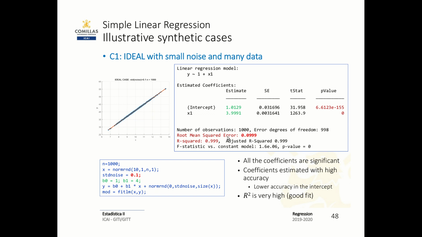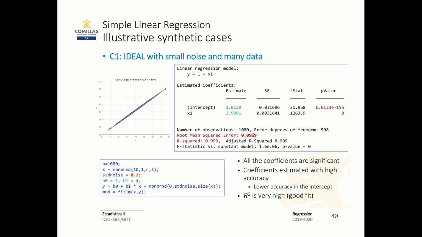Then we fit the model, and what we observe from the model are the coefficients: 1.01. The true B0 was 1, so this is very close. Then for B1 we have 3.999. The true value was 4. So these two estimates are very good. They have very good p-values, meaning that the model is pretty sure that these coefficients are not 0. The R squared is also very high, very close to 1. The p-value of the model is very good.